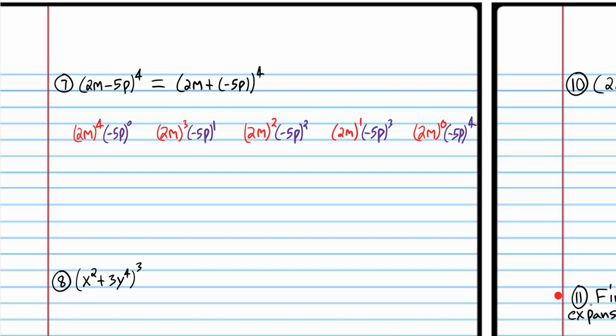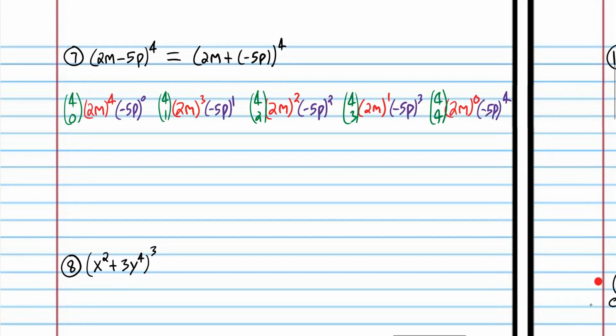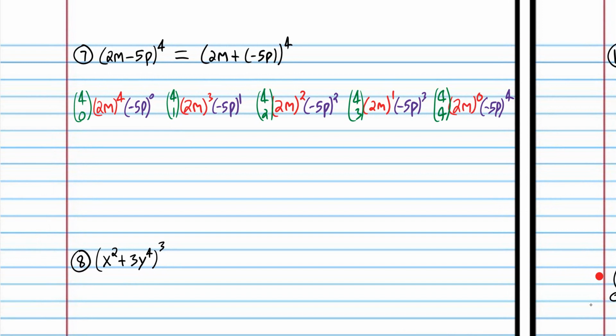Okay, so now we have to write our coefficients. So we're going to start with 4 choose 0, because we have a 4 up here. And then 4 choose 1, 4 choose 2, 4 choose 3, and 4 choose 4. Now, 4 choose 0 is defined to be 1, right?